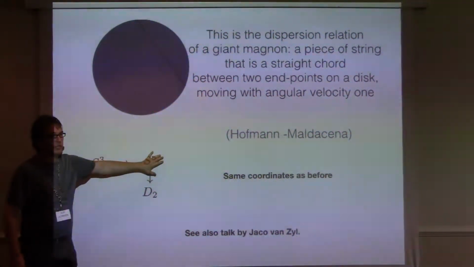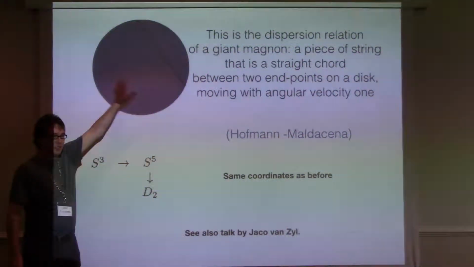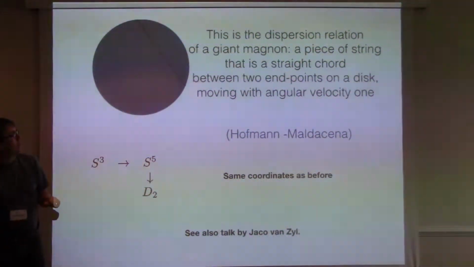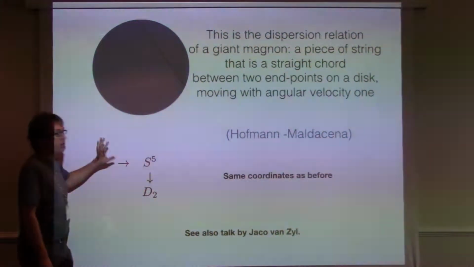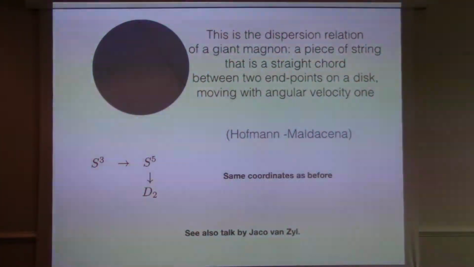Again, this is in the same splitting as before. We have S3 over S5 and a disk, and the disk is this z coordinate. So they go in a straight line, and they sit at a point in S3. Okay.